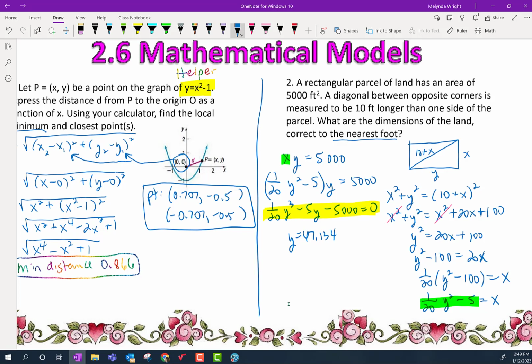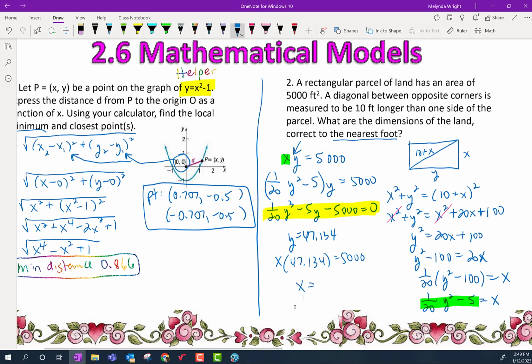Okay, so what do I need to do? I need to put that in here so I can figure out what x is. So x times the 47.134 equals 5,000. That's what I'm doing. On my calculator, I'm going to do 5,000 divided by that 47 number. That's what I'm going to do on my calculator to solve for x.